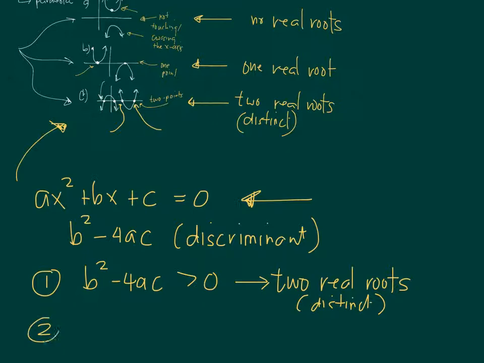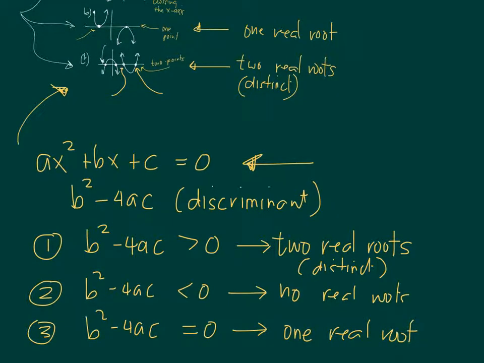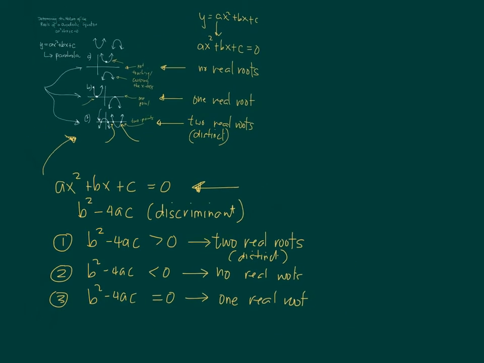The second case, when b squared minus 4ac is less than 0, then that means there are no real roots. In the third case, what if b squared minus 4ac is exactly 0? We say there's one real root. Okay, so how do we apply this idea? Let's get an example.